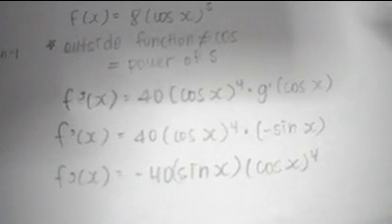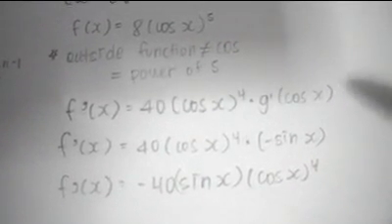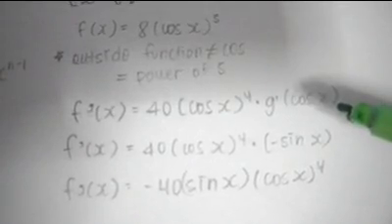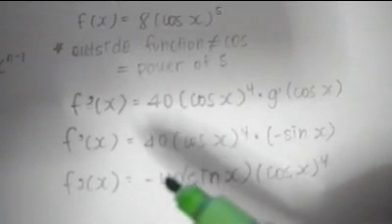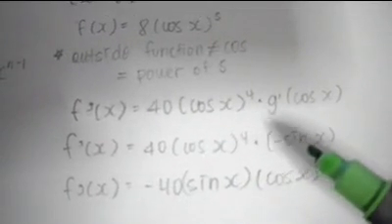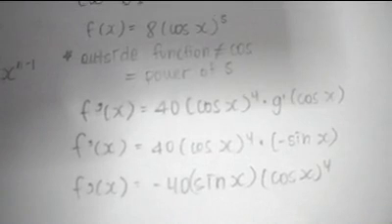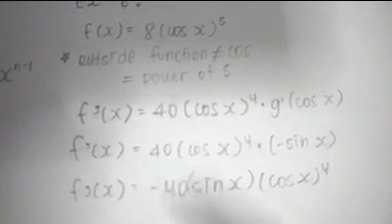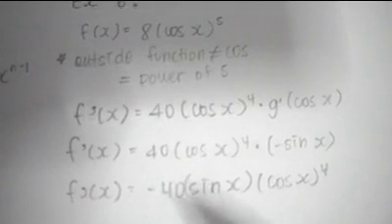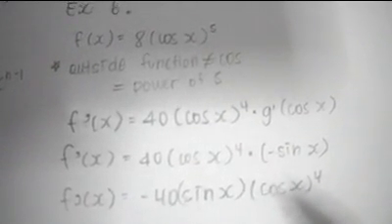Now we find the derivative of the inside function, which is cosine x. And the derivative of cosine is just negative sine. Now we multiply these two derivatives together and we get negative 40 sine x times cosine of x to the power of 4.